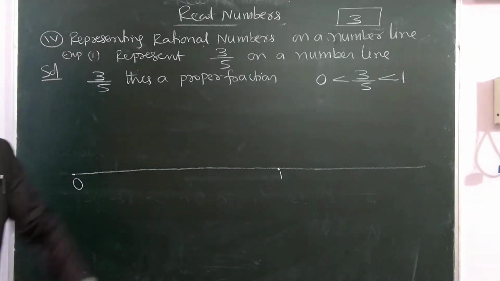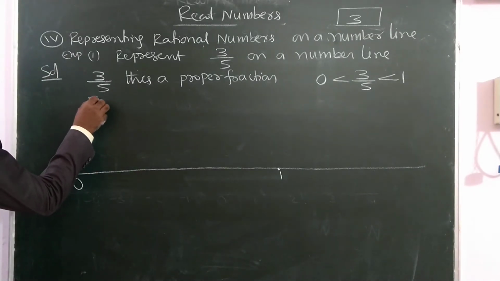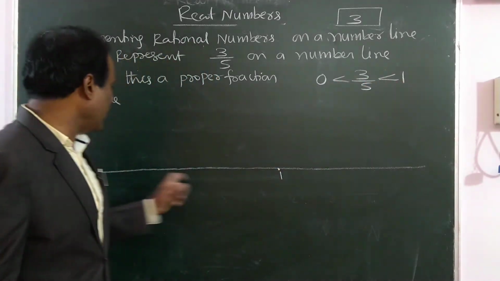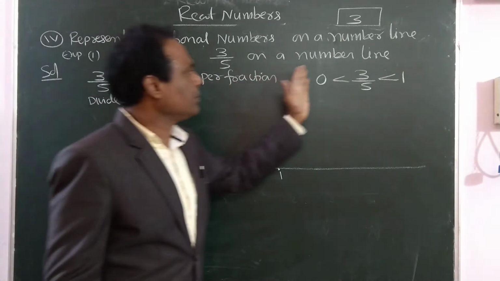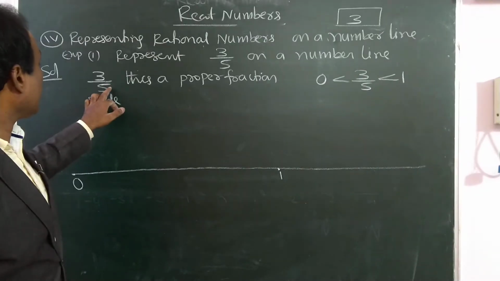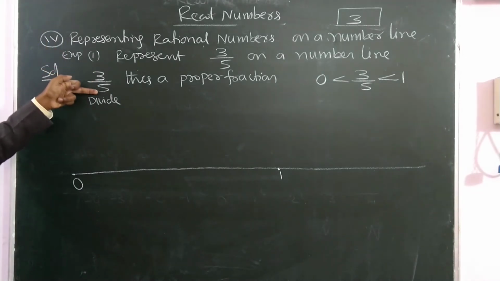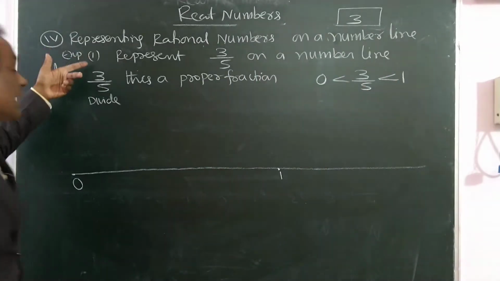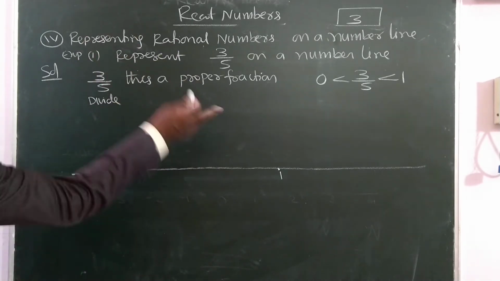We have to mark it. How to mark 3 by 5? I will explain. Now it is clearly decided that 3 by 5 will be between 0 and 1. How did we decide? Because it is a positive number, it will be greater than 0. And in 3 by 5 the numerator is smaller than the denominator. If the numerator is less than the denominator, it is called a proper fraction, and it will be less than 1. If the numerator is greater, that is an improper fraction, and it will be greater than 1. Now it will be less than 1.